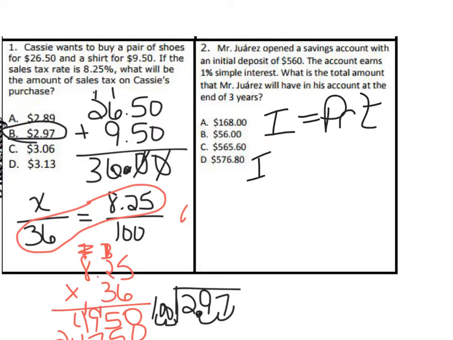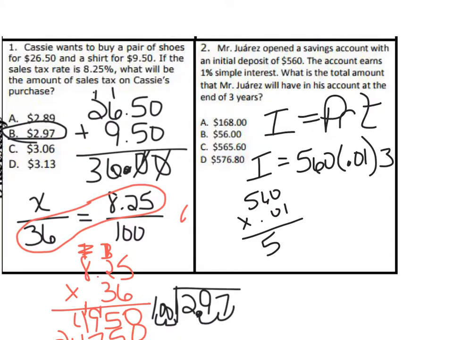So I'm going to find the interest, and then I'm going to go ahead and put principal was $560. The rate was 1%, but remember, we have to change that to a decimal. So 1% would be 0.01, and then times 3 years. So then we're going to go ahead and multiply it. So 560 times 0.01. Well, if you actually just multiply by 1, and then move your decimal 2 times, that gives you that amount.